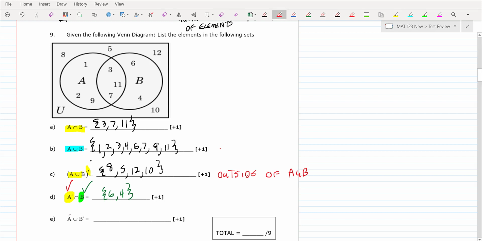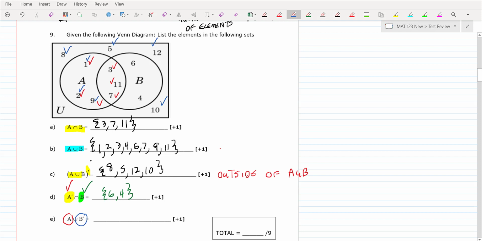So I'm going to put a check mark by everything that's in A. So we have a 1, 3, 11, 7, 9, and a 2, like that. Now I'll do a check mark by everything that's outside of B. So remember, B prime is B complement. So put a check mark by everything that is outside of set B. Okay, so I think I've got that now. So here's what the deal is on this.